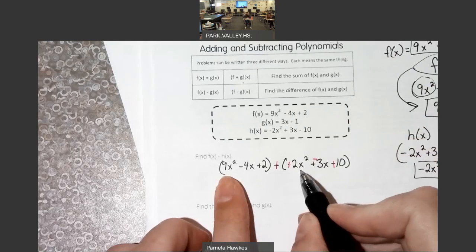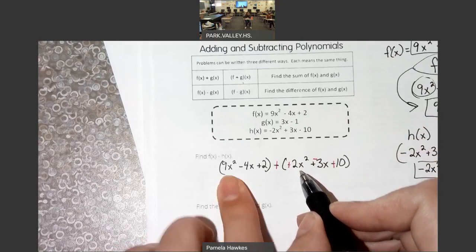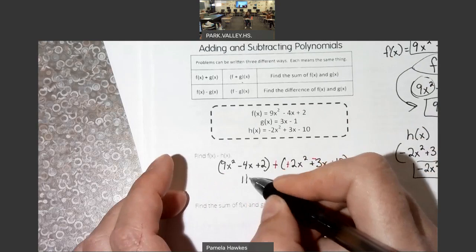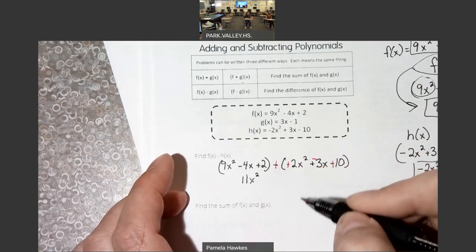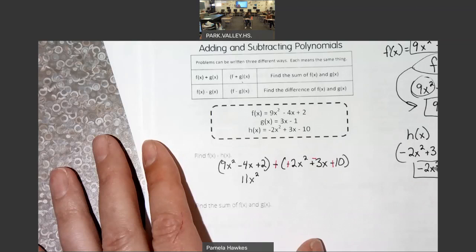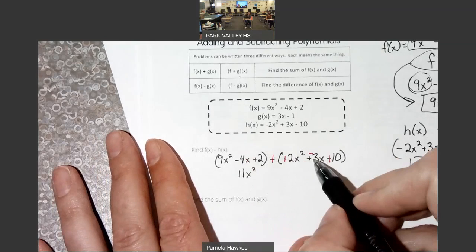But I have an x squared and an x squared here, right? Okay, so tell me what it would be. Yep. I think you said 11x squared, didn't you? Okay, then what? Close. This is negative. This is negative.